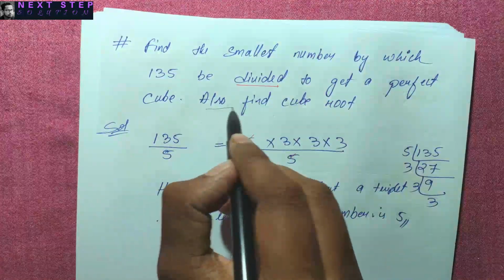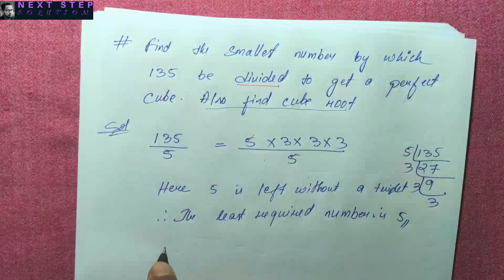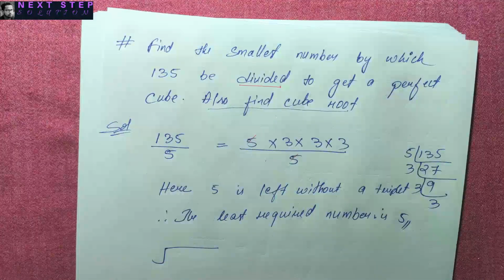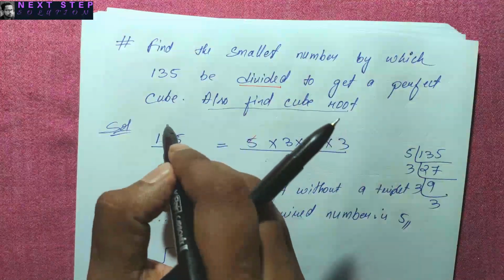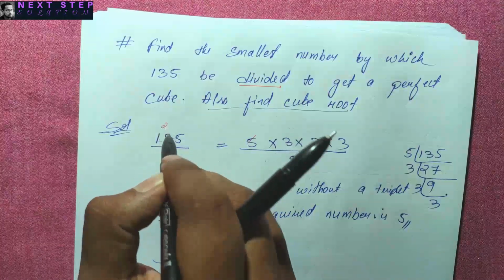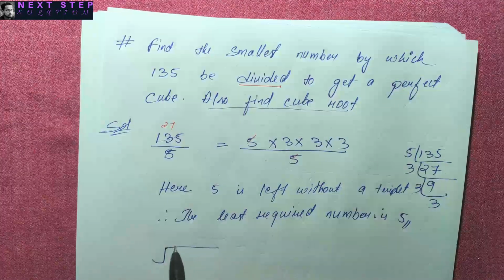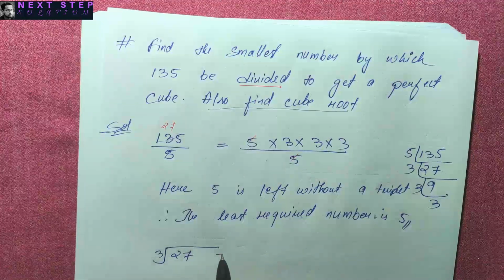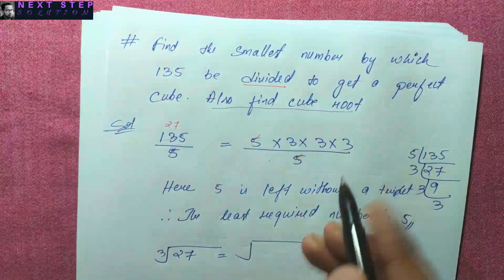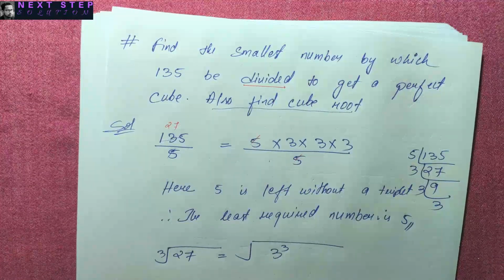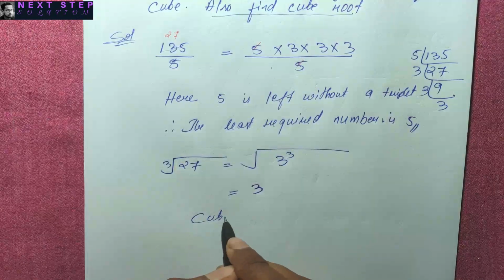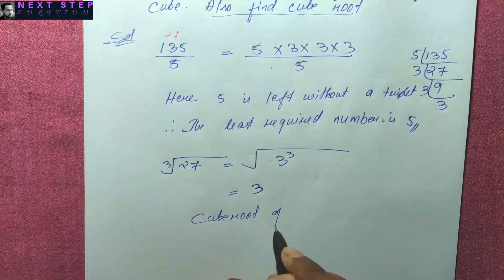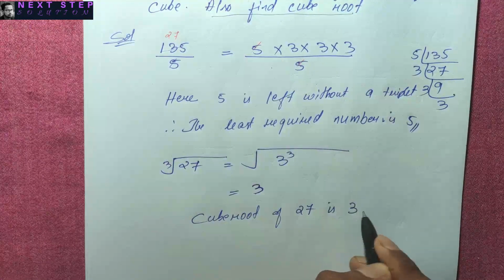They also asked you to find out the cube root of the new number. So, now after dividing with 5, it will be 5 twos are 10, 5 sevens are 35. So, it becomes 27. Cube root of 27 is, 5 is already cancelled, it is 3 cube. Cube and cube root will be cancelled, it becomes 3. So, the cube root of 27 is 3. This becomes the answer.